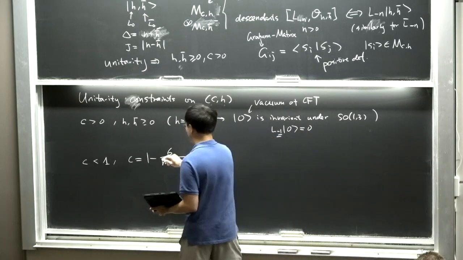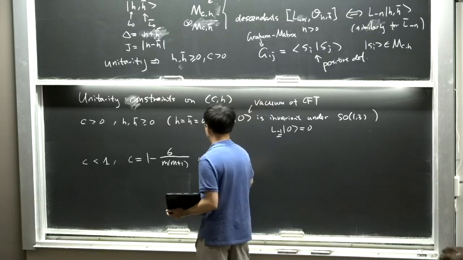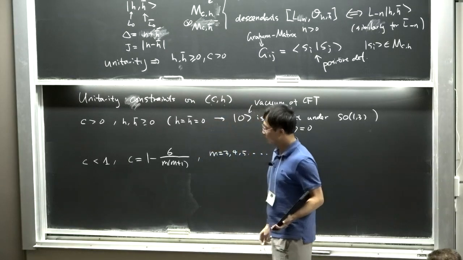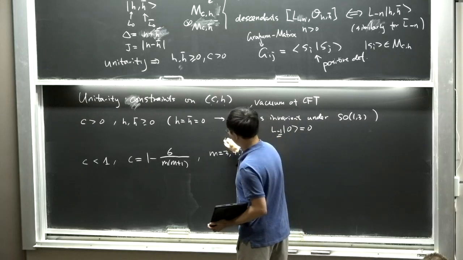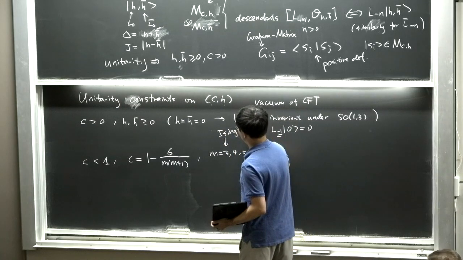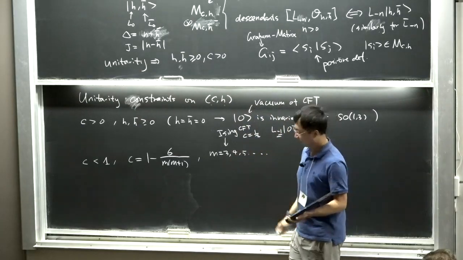these are the values that correspond to the scaling dimensions that are admissible, that are realized in the so-called minimal models. There is a sequence of theories where the central charge is labeled by an integer m, starting from 3, 4, and 5, and so on. The special case when m is equal to 3 is the central charge of the Ising CFT, namely c equal to 1/2. And m equal to 4 corresponds to tricritical Ising and so on.